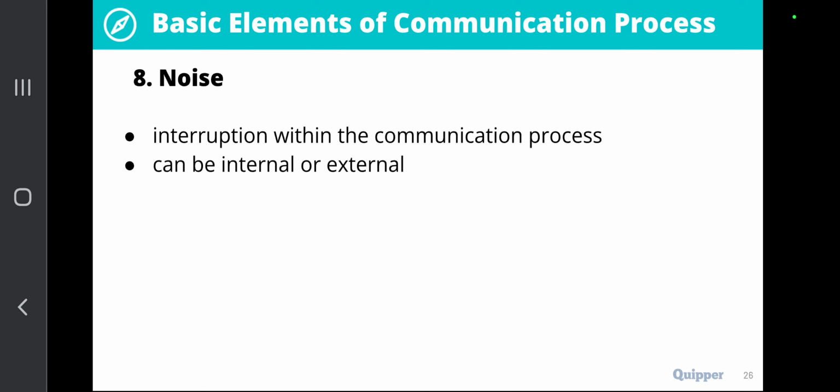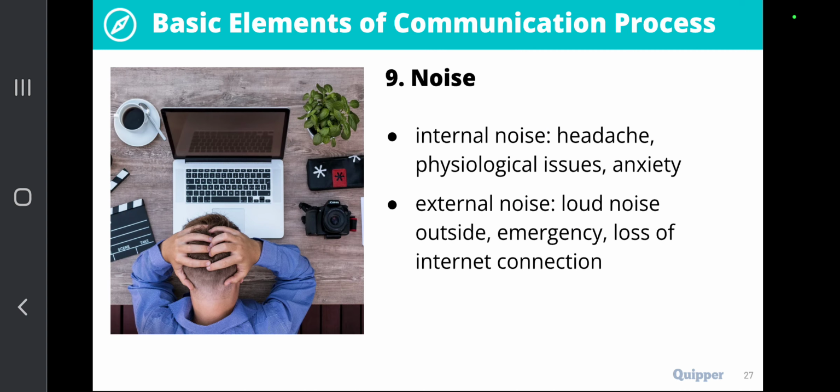And then noise is the interruption within the communication process. Meaning to say, mo ni ang makadisrupt, makaguba sa process of communication. This could be internal or external, whether wa ka kasabot sa message or tungod ani nga mga factors nagkausab-usab, nagkatibulaag ang imuhang or ang message nga gina-convey sa imuha. So that is noise. Internal noises include but are not limited to headache, physiological issues, or anxiety. While external noise could include loud noise, literal, loud noise outside, emergency, loss of internet connection, hinay nga internet connection, brownout, so on and so forth. So those are common types of internal and external noise.